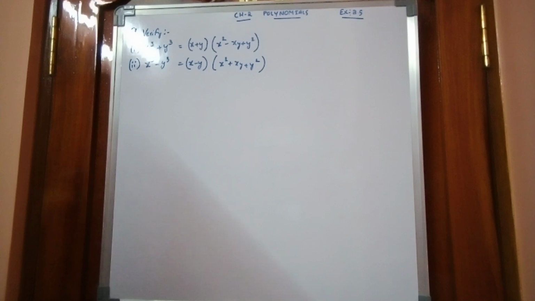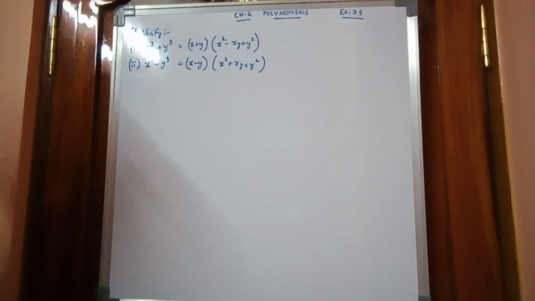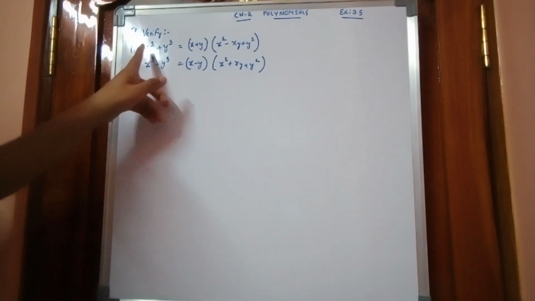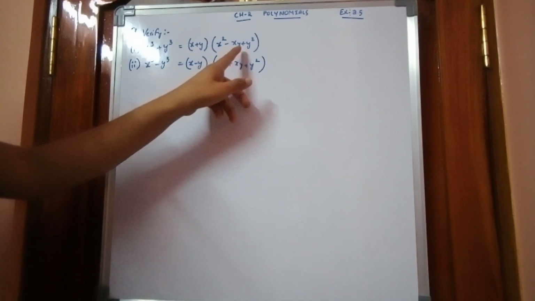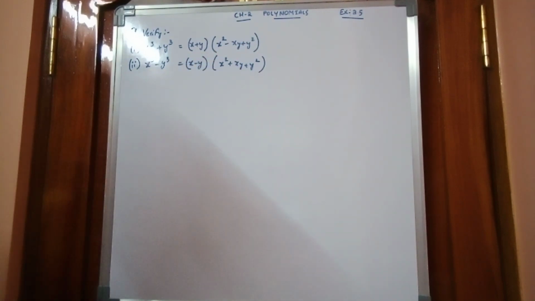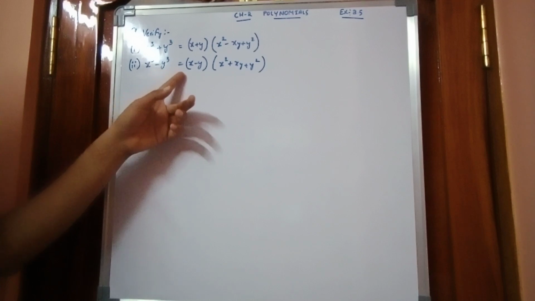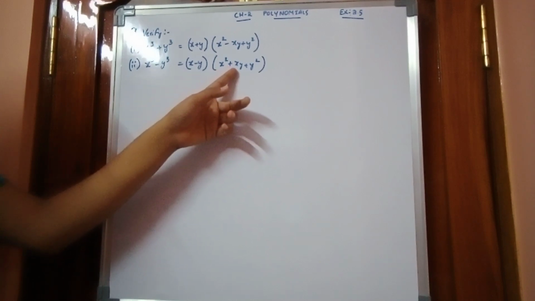Now coming to the topic of chapter 2, polynomials, exercise 2.5. In the previous video I completed the 8th bit, how to factor each of the following. Now coming to the 9th bit, it is a verification: x plus y whole cube is equal to x plus y times x square minus xy plus y square. Same for the second one: x minus y whole cube is equal to x minus y times x square plus xy plus y square.